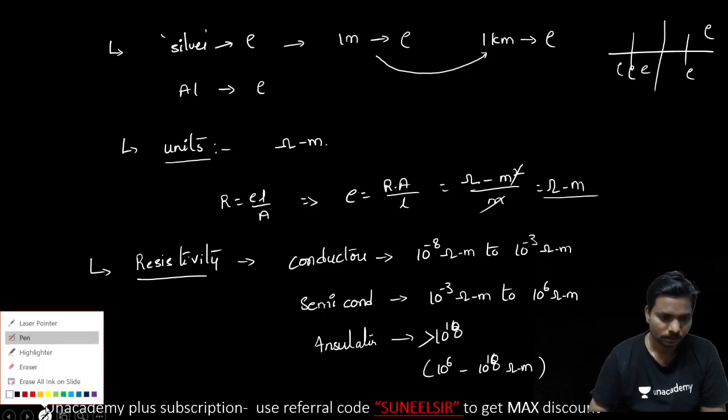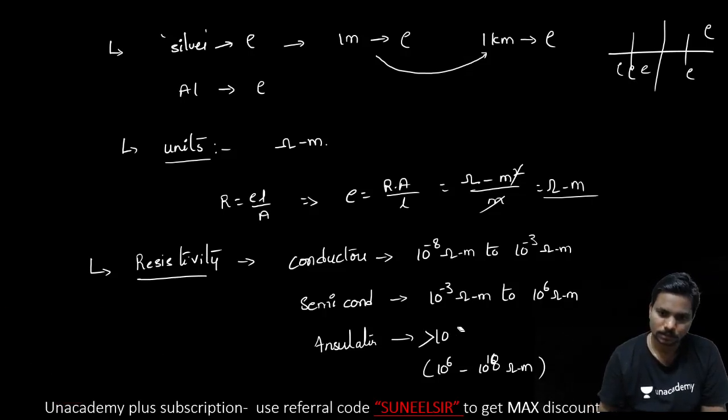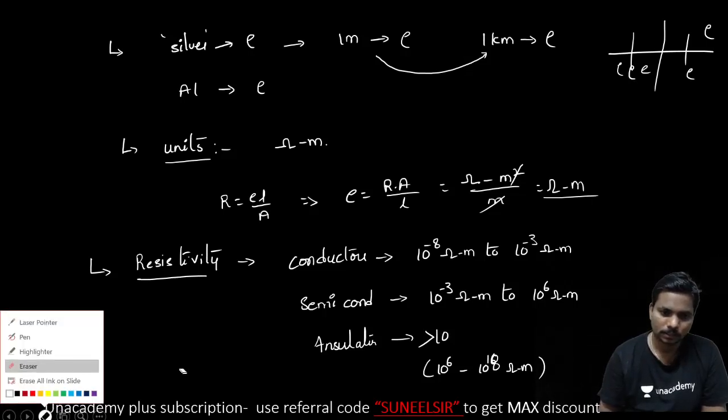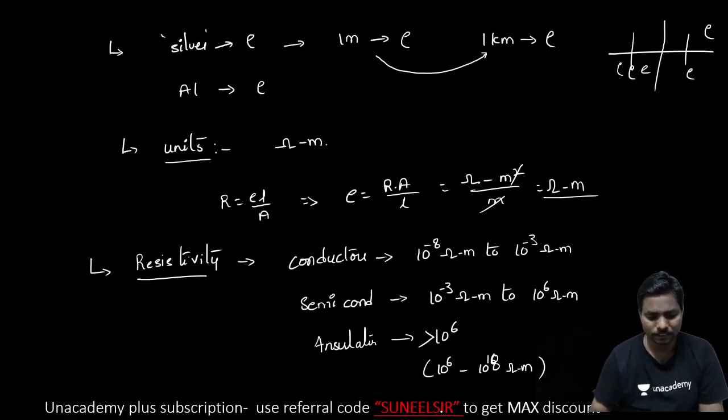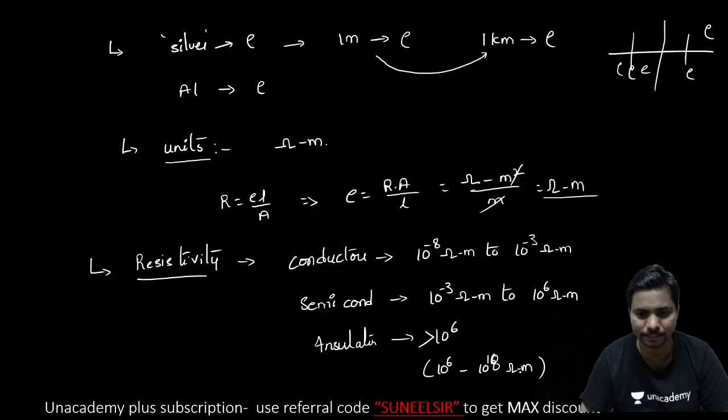Greater than 10 power 6, we can say those are insulators. The range is 10 power 6 to 10 power 18, like that. Okay, these are the typical values.